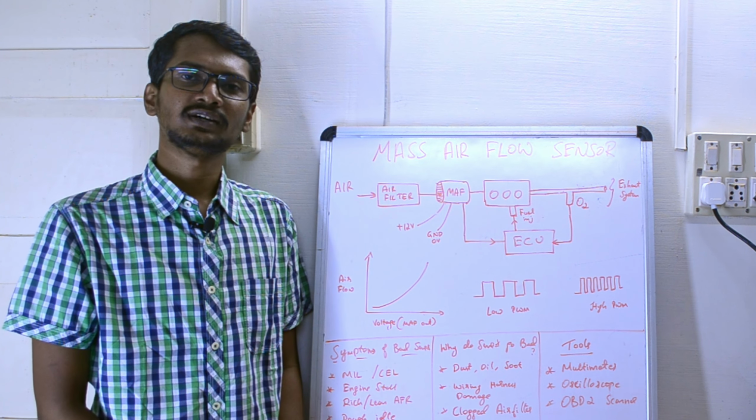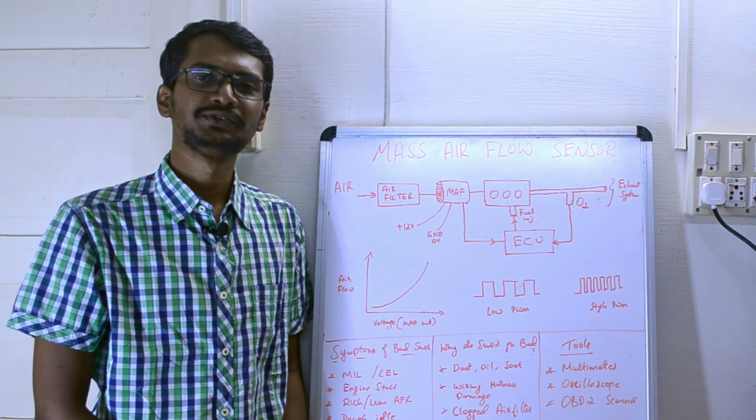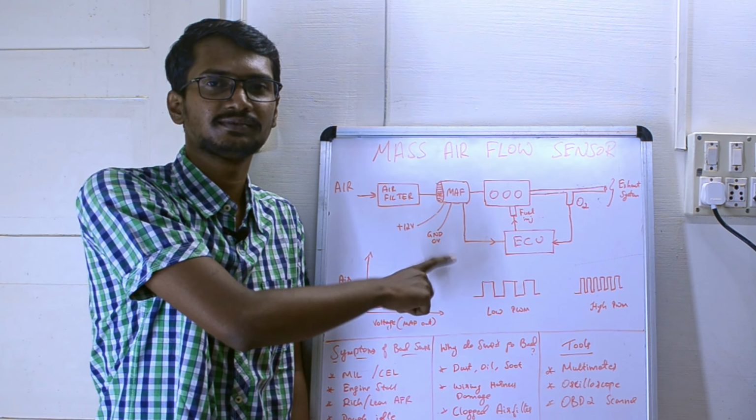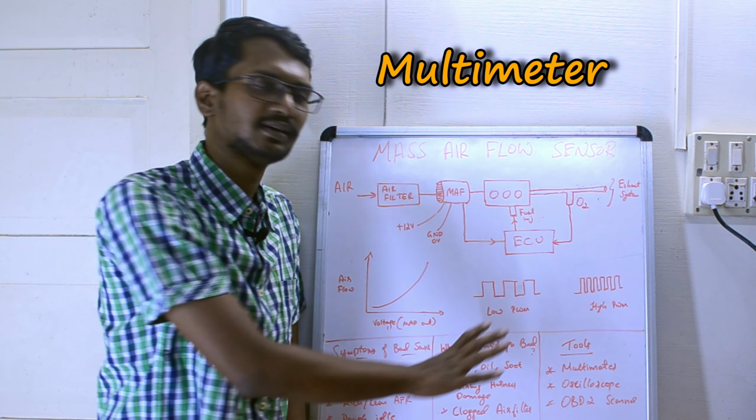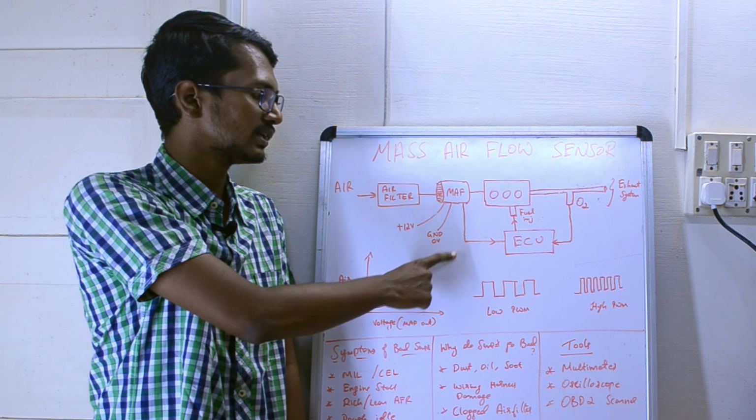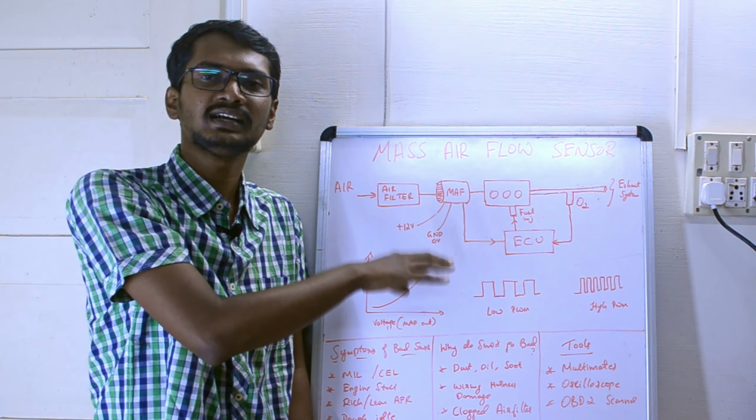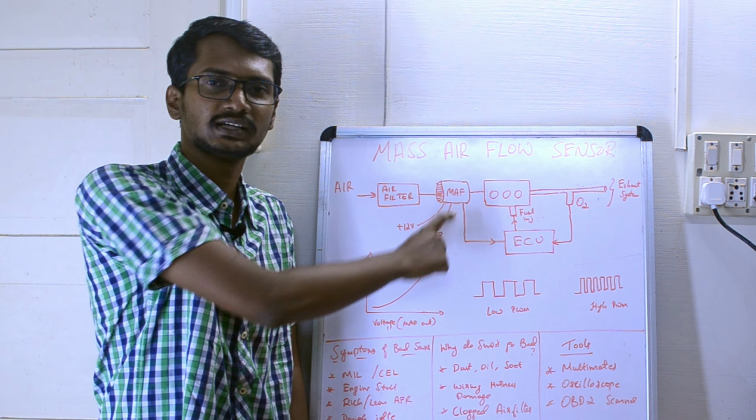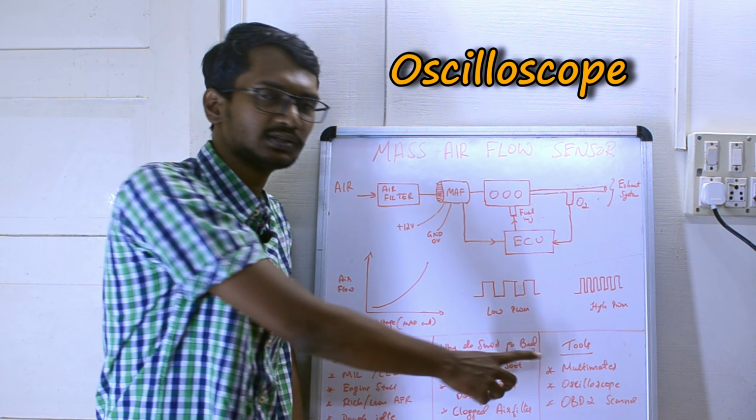Now if you want to understand the MAF sensor, we have a few tools through which you can understand the parameters of the MAF sensor. First one is the multimeter. We can measure the output voltage of the MAF at different RPMs or different accelerator inputs and see the MAF sensor output. And we can even use an oscilloscope.